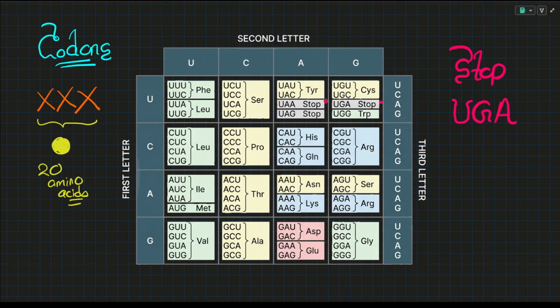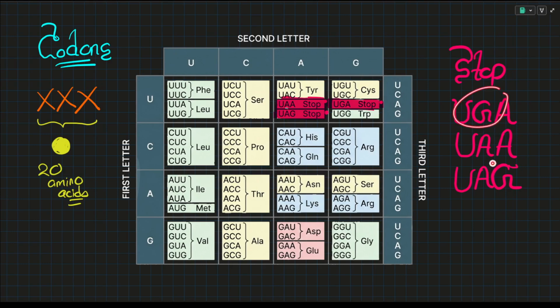Now I see two more stop codons. UAA also seems to be a stop codon. I'll highlight those in red. UAA, UAG, and UGA seem to be stop codons, and these are the three stop codons that are in your genetic code. Now if you see, they're almost the same. UGA, UAG, UAA. They're very similar, and all of them begin with the base U.